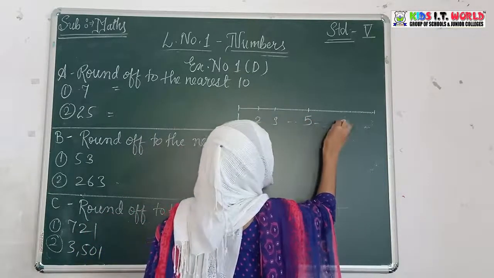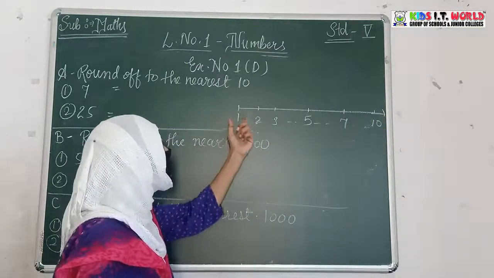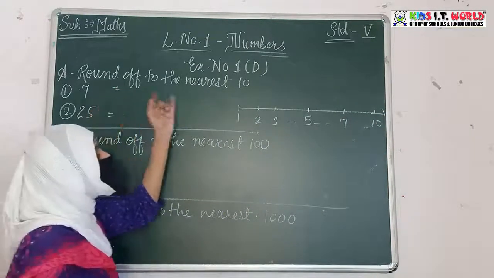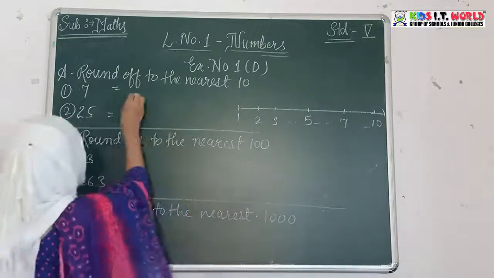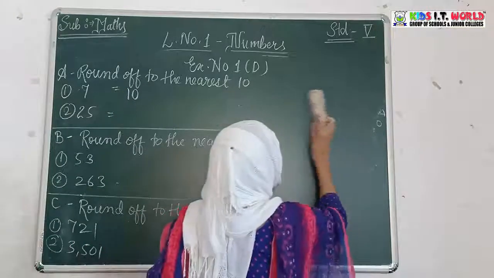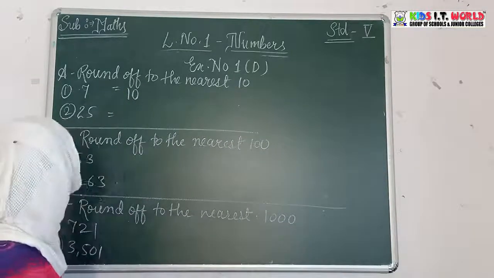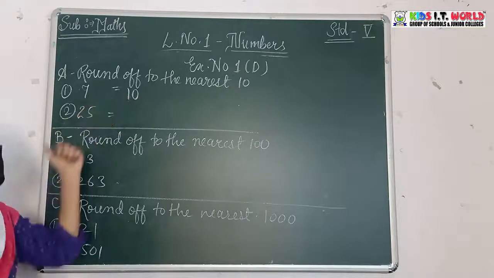Means you have to see, if the 7 is here and 10 is here, rounding to the nearest ten, 7 is nearest to ten, means its rounded value will be ten. This is the meaning of rounding a value. See the number which is nearest to the tens. Now 25. 25 is nearest to which tens number?